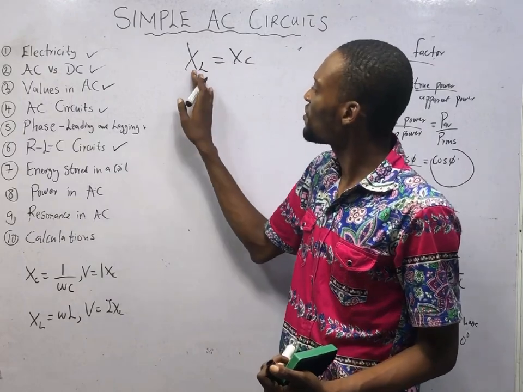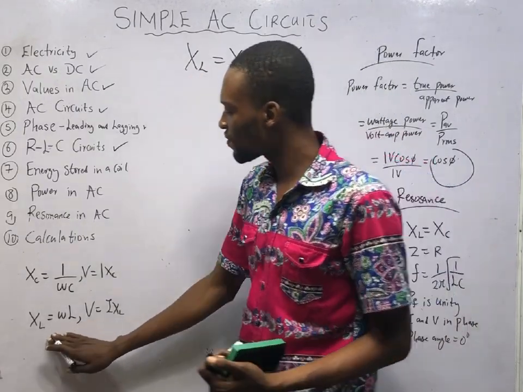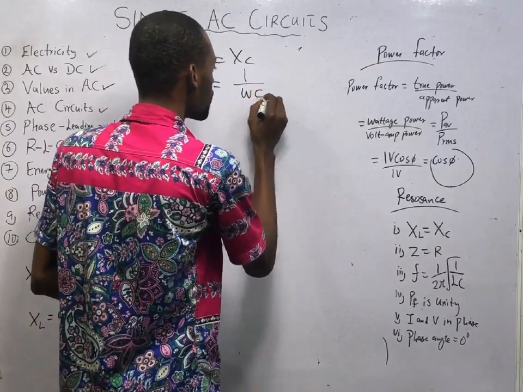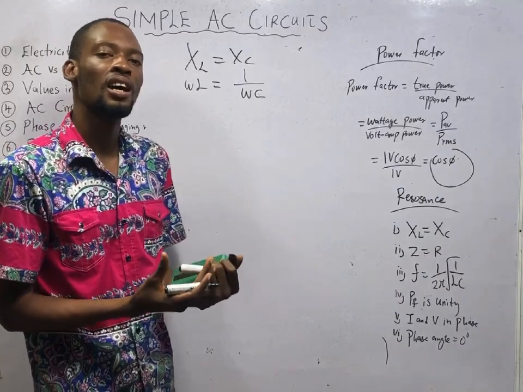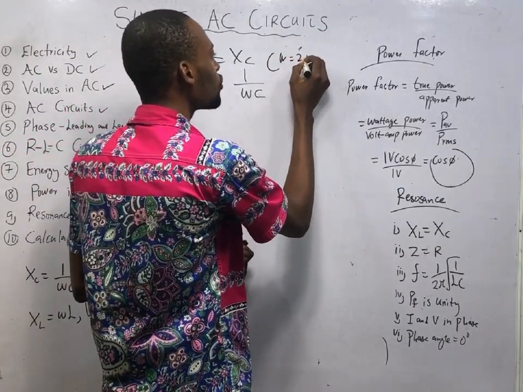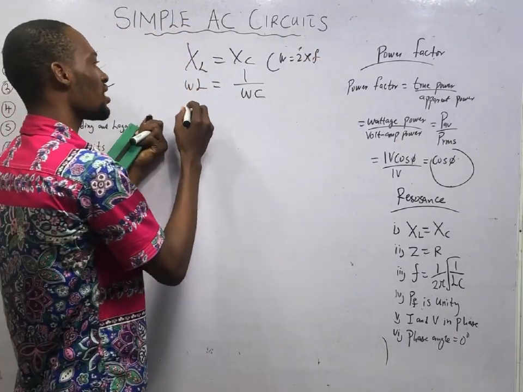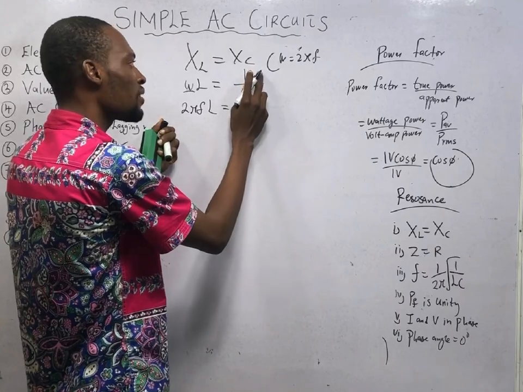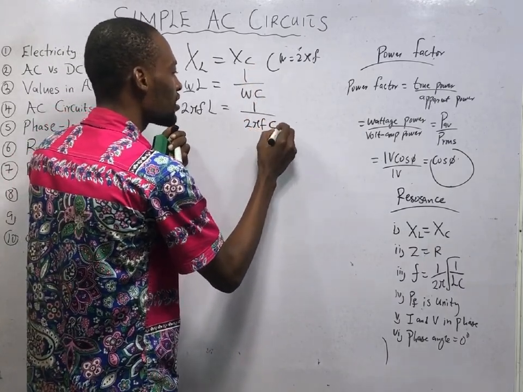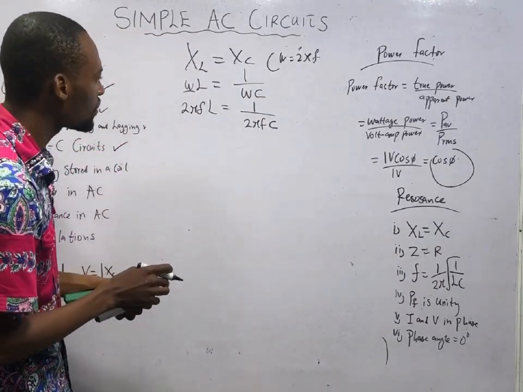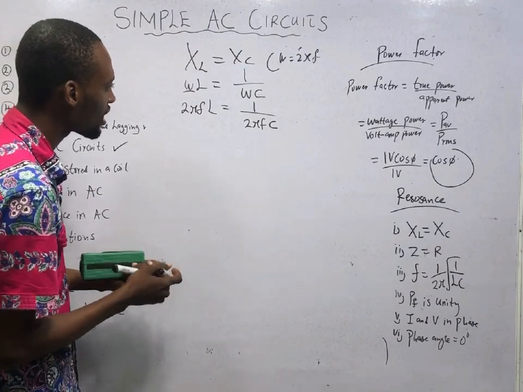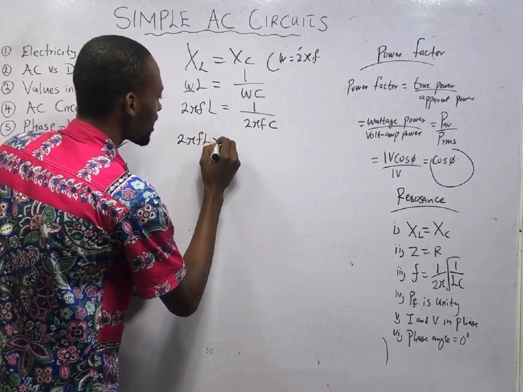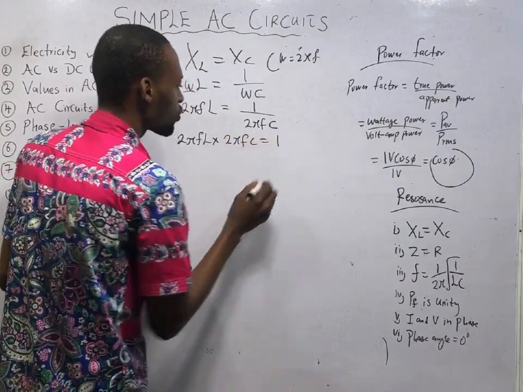But let's see something. If inductive reactance is equal to capacitive reactance, and I told you that inductive reactance XL is ωL, and capacitive reactance XC is 1 over ωC. From waves, or generally, angular velocity ω is equal to 2πf. This means inductive reactance is 2πfL. Capacitive reactance will be 1 over 2πfC. If this happens, what do we have? This is the same thing as 2πfL times 2πfC is equal to 1.